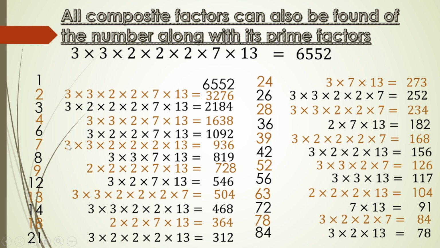Small big, small big, small big, small big. This is small and this is big. Small and the cofactor is big. And here what happened? This is big and this is small. That means there are no more factors. So we are able to list all the factors just by looking at the prime factorization. This was the one utility of the prime factorization form.